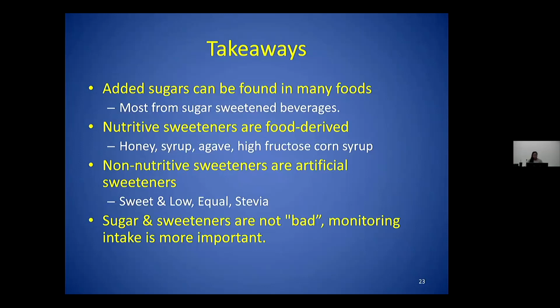The key thing here is that sugars and sweeteners are not a bad thing. They're the backbone, like I said, of any good Starbucks drink. The important thing is to make sure that you're monitoring your intake and know how to identify whenever you are consuming sugars in different foods. That's what's more important here.